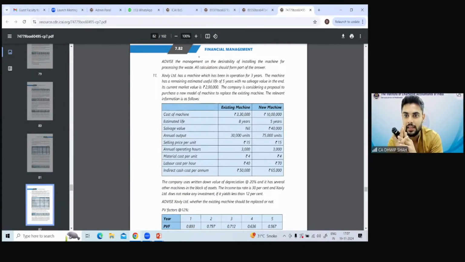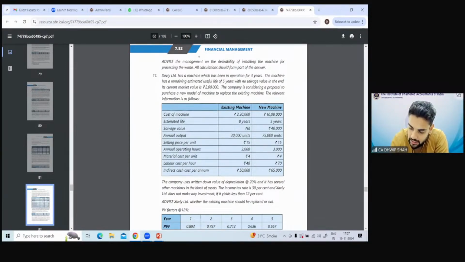The company is considering a proposal to purchase a new model of machine to replace the existing machine. So the company is contemplating, or evaluating, replacing the existing machine with the new model. The relevant information is as follows. So the information on the existing machine is given, and the information on the new machine is given.